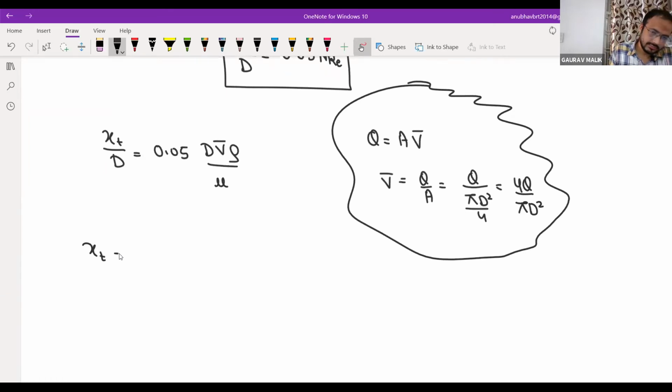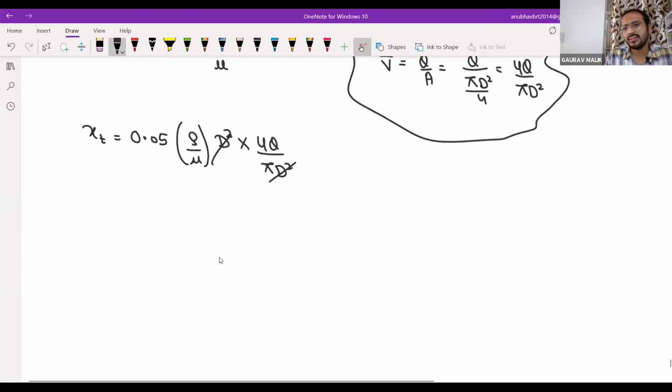So the value of xt is 0.05, and it is all about rho by mu constant into 4Q by pi d square. So this relation is independent of the diameter. It means the ratio should be 1, whether the diameter is half, twice, thrice or fourth, and rho and mu are constant. In the question it is already mentioned that the value of Q is the same. So that's why the right answer will be 1. So 1 is the correct answer.